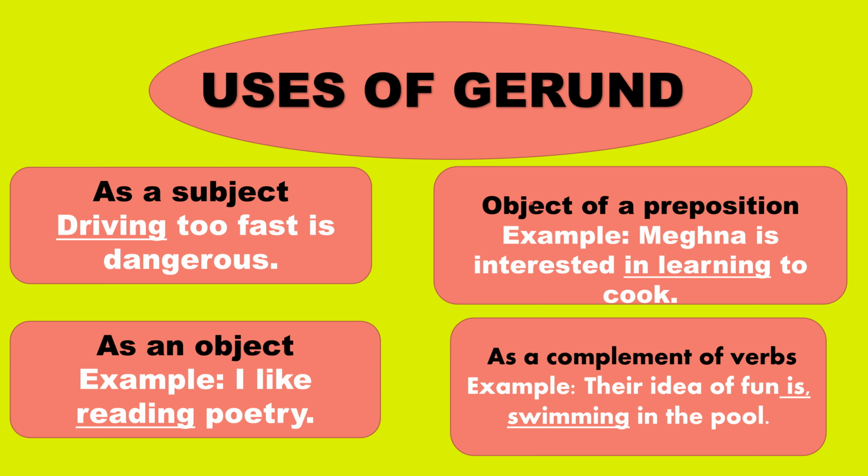Third, object of a preposition. For example, Meghna is interested in learning to cook. So here it's coming as an object of a preposition. As a complement of verbs. Their idea of fun is swimming in the pool. So it's a complement, means it's completing the verb, that is called gerund.